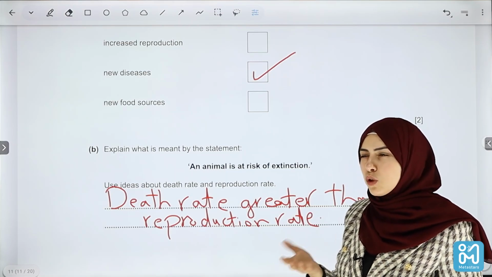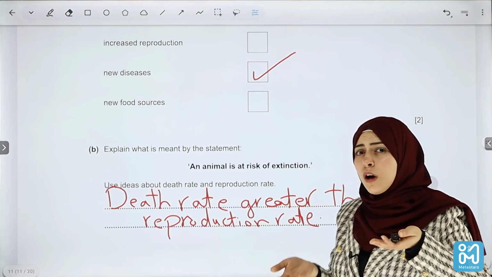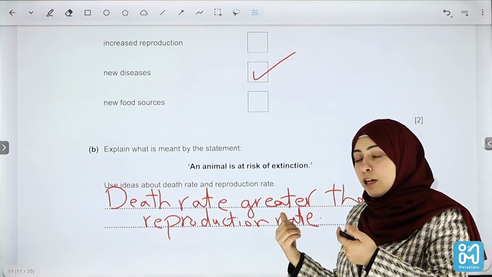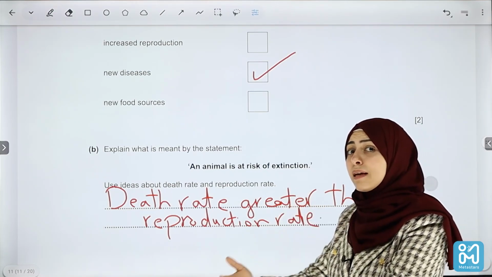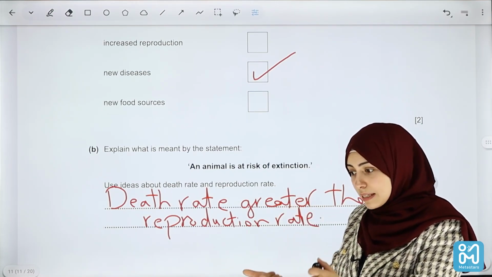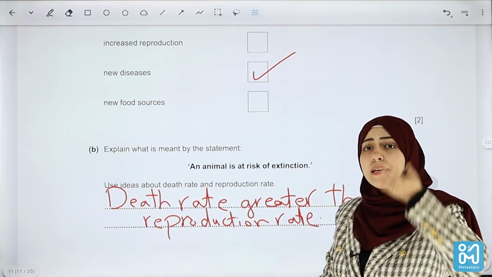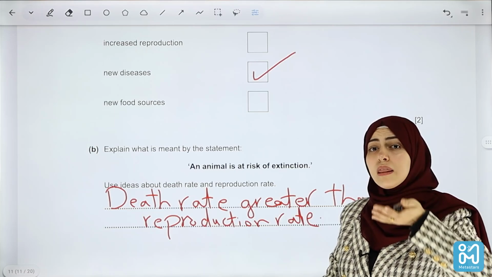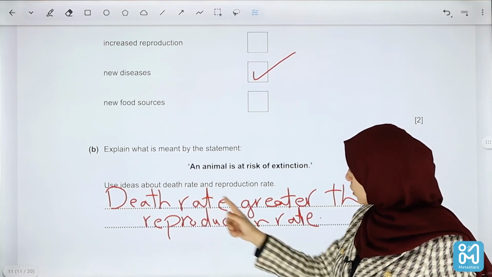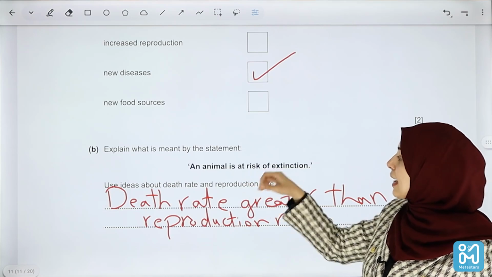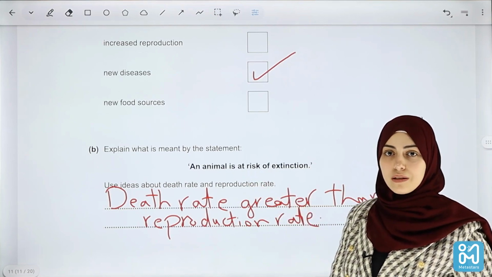So which one is more? The death rate or the reproduction rate? I'm talking about extinction. So the population number decreased a lot. So the death rate is extremely high compared to the reproduction rate. So death rate greater than the reproduction rate. So that's why the animal is at risk of extinction.